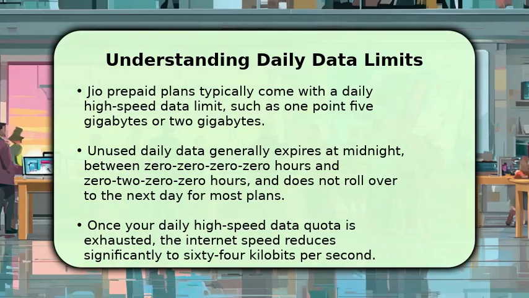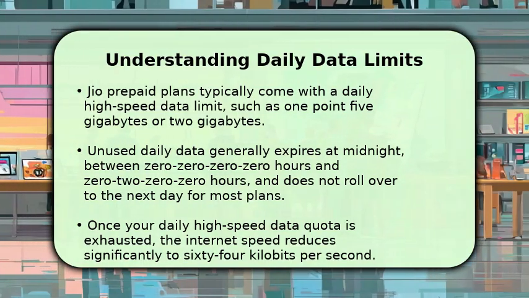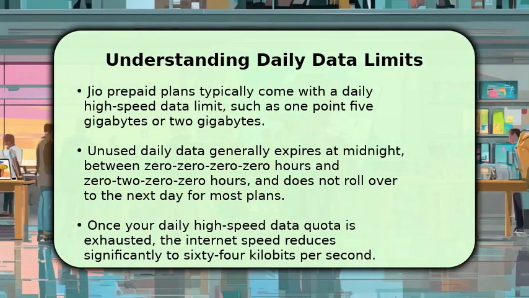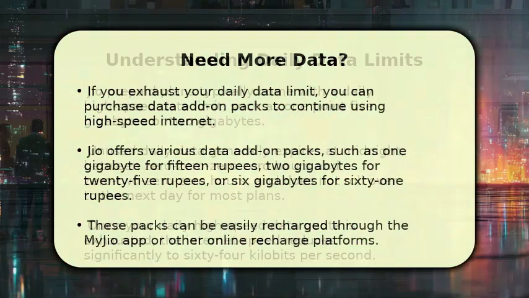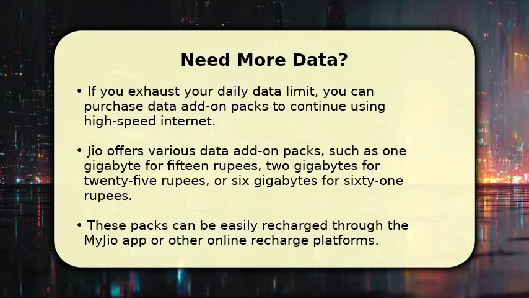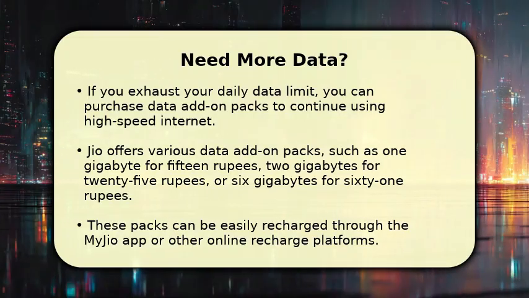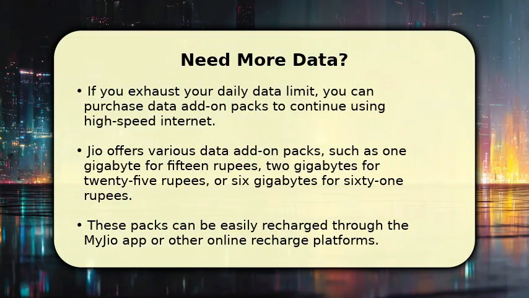If you exhaust your daily limit, your speed will drop to 64 kilobits per second, making internet use very slow. If you find yourself running low on data before your daily limit resets, don't worry. Geo offers convenient data add-on packs.